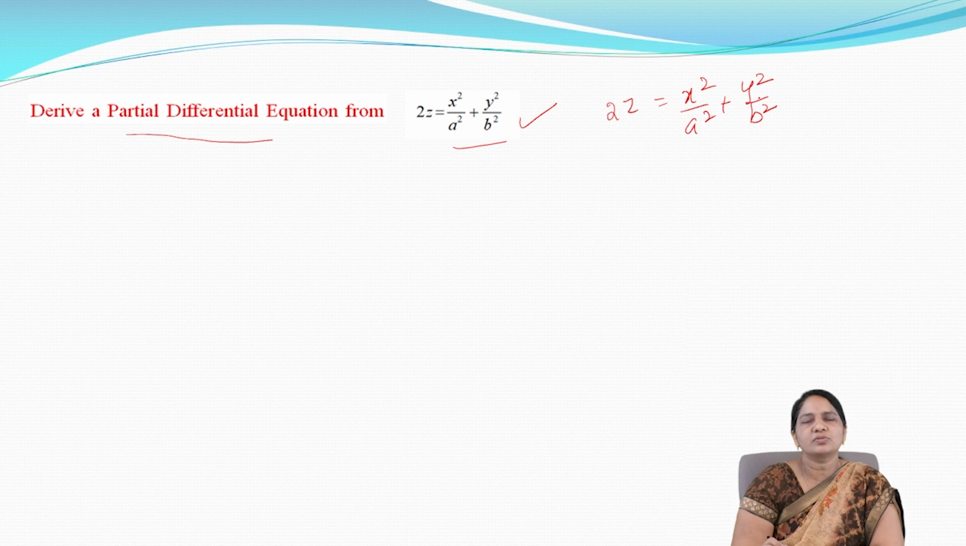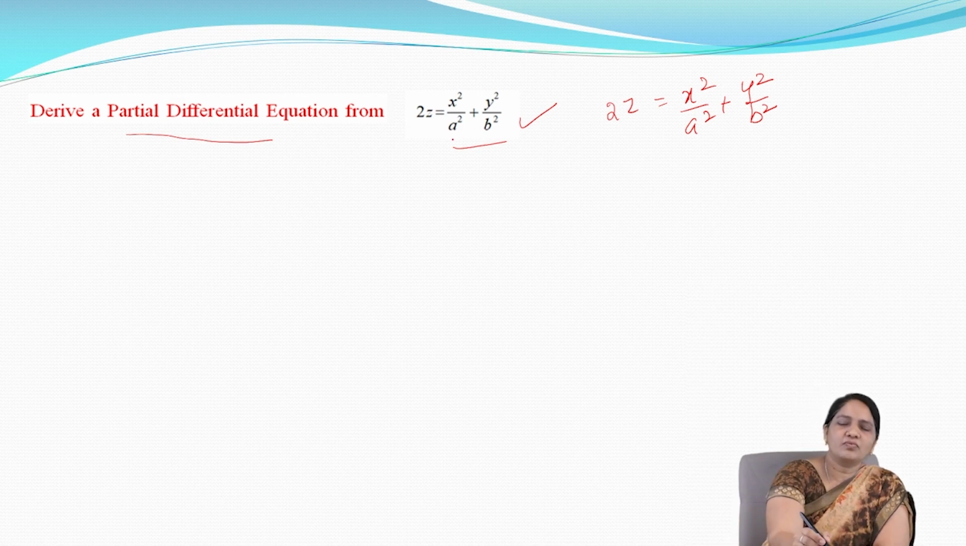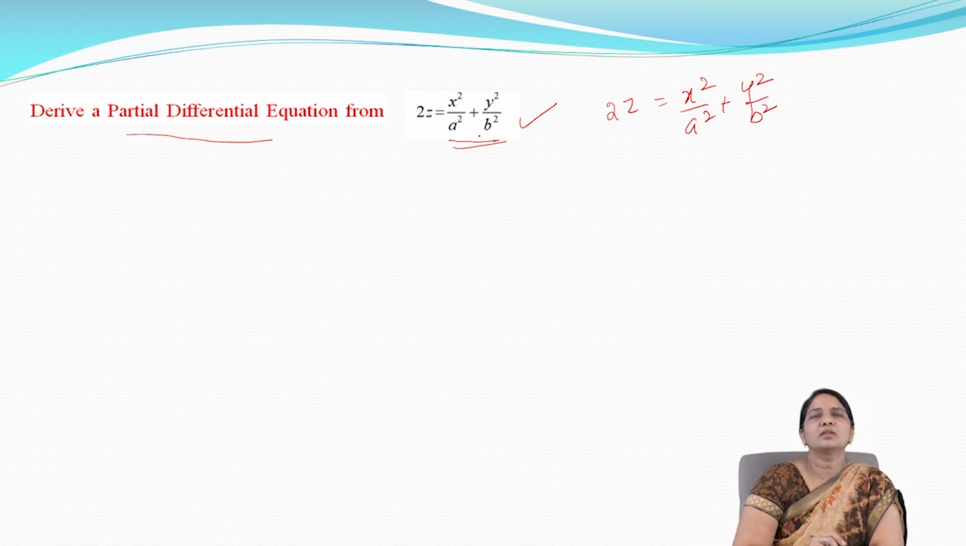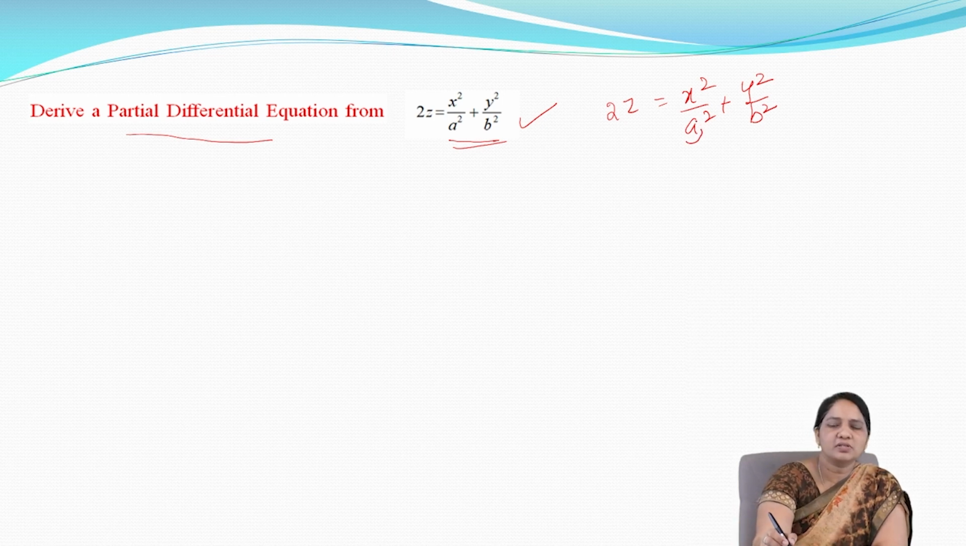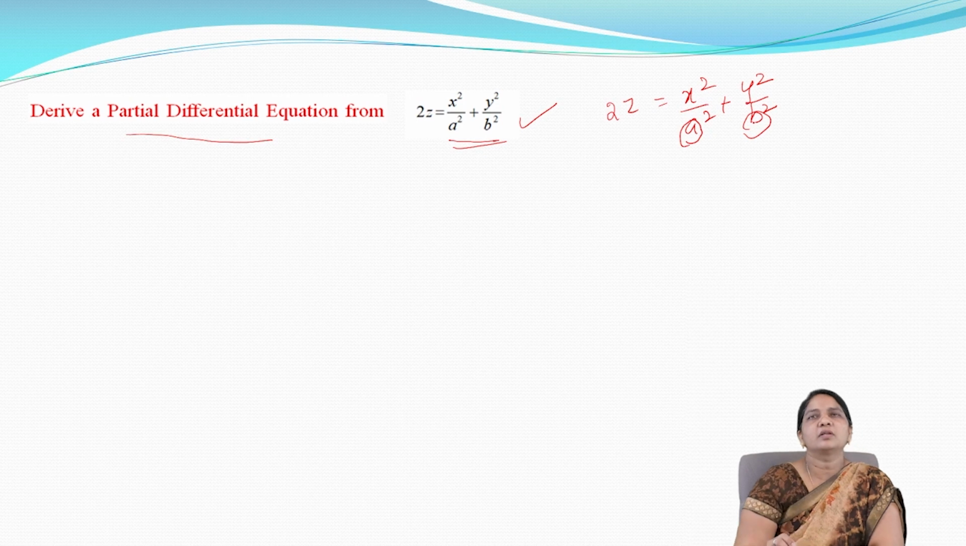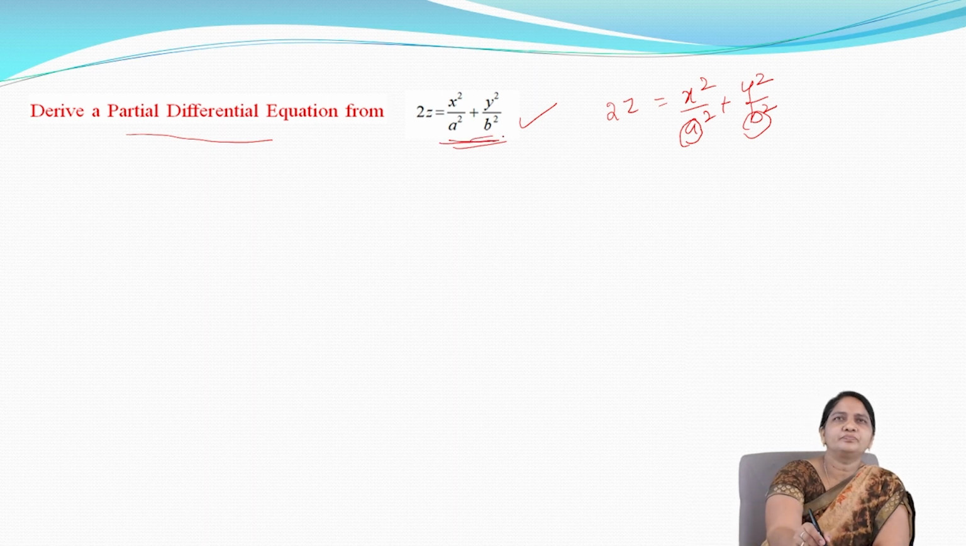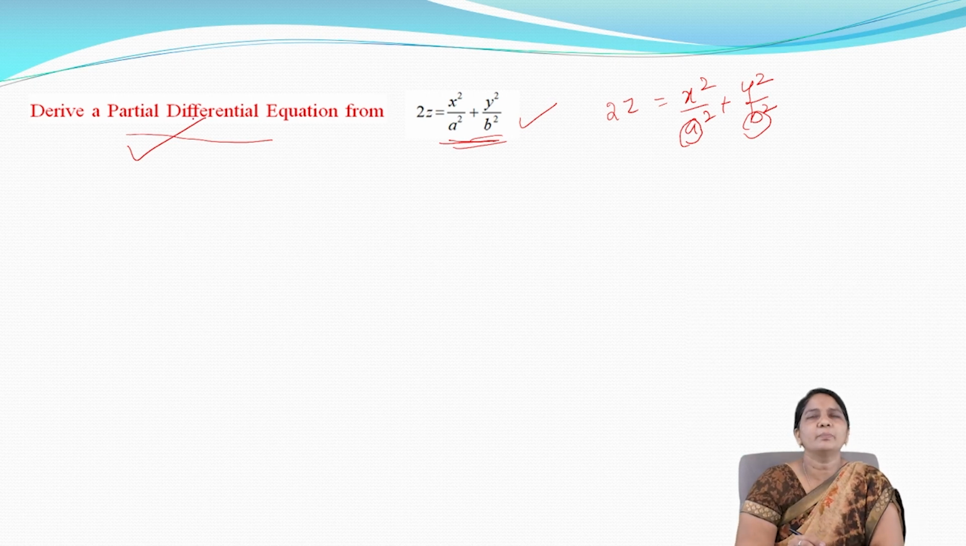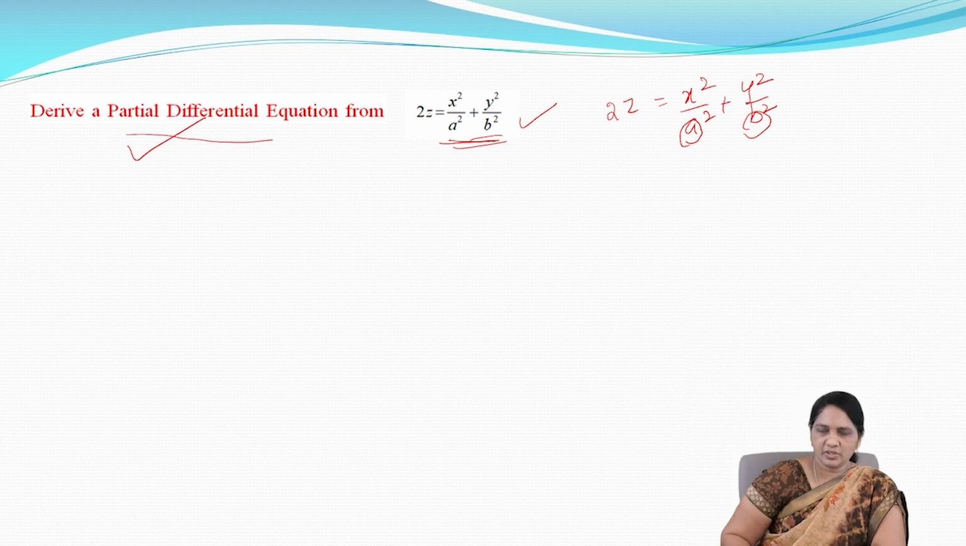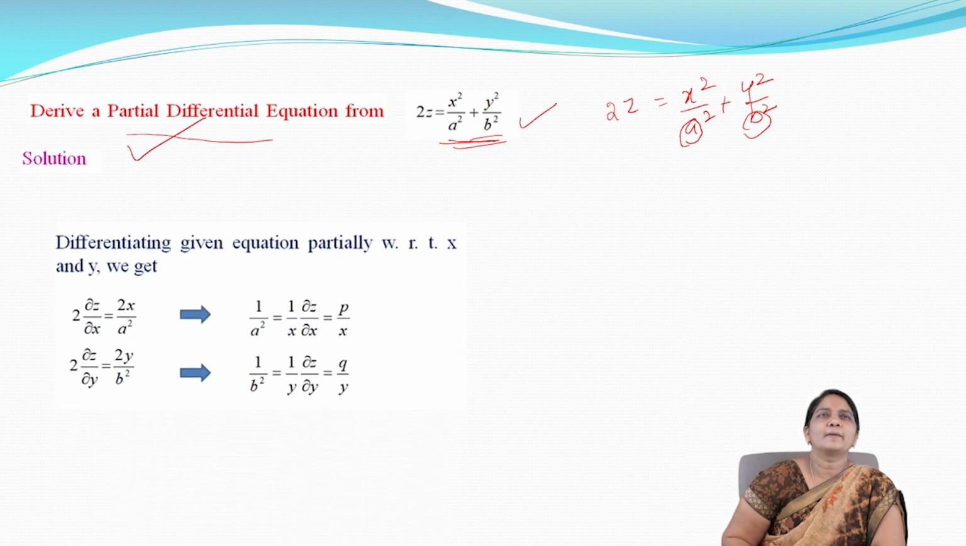Here, by seeing this question, what we have to understand is which one we have to eliminate. Is it arbitrary functions or arbitrary constants? So in the equation, what are the things available? Based on that, we have to eliminate. Here in this equation, a and b are the arbitrary constants. These two are available in the equation, so I need to eliminate these two from the equation to form a partial differential equation.